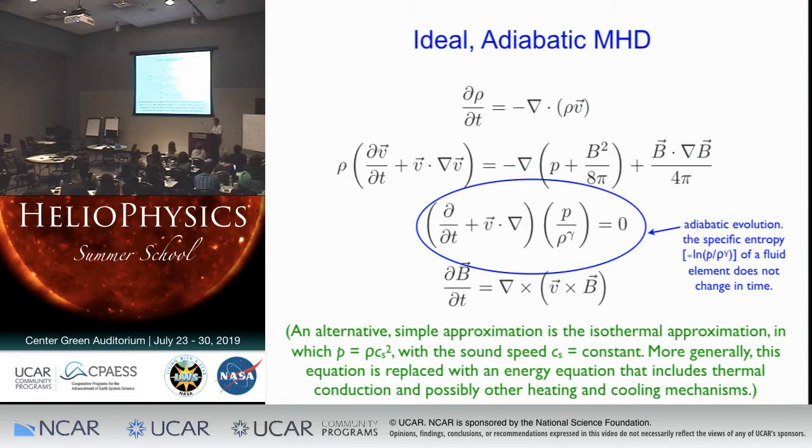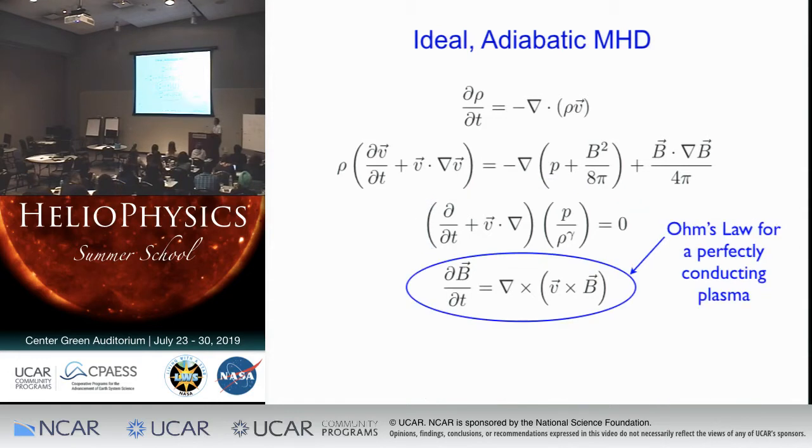The final equation here is basically Ohm's law for a perfectly conducting plasma. If you remember from freshman physics, Ohm's law can be written that the electric field is equal to some constant, the resistivity, times the current density. I'm using resistivity in a slightly different way in a moment. So in this case, if you set the resistivity equal to zero, you would just get the electric field as zero for a perfectly conducting object.